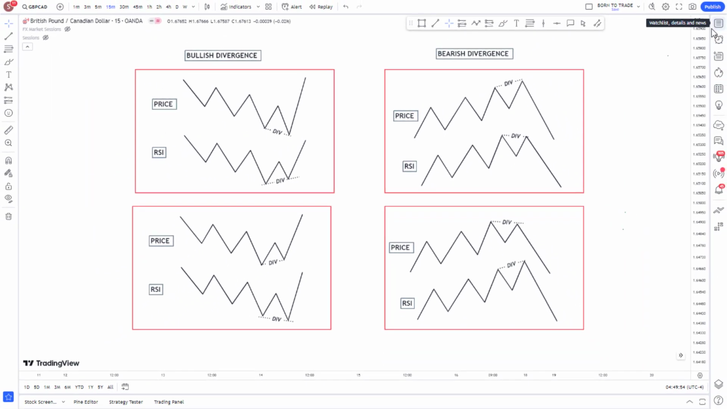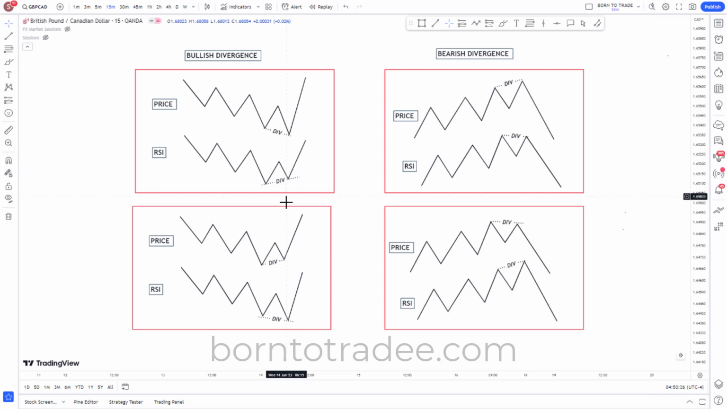Now, what is divergence? Divergence simply means when two things that have been moving in the same direction suddenly stop moving in the same direction. So let me explain it with this diagram on your screen right now. From what you can see here, this is a bullish divergence. When we see a bullish divergence, we're going to look to buy. We'll be looking for our longs.